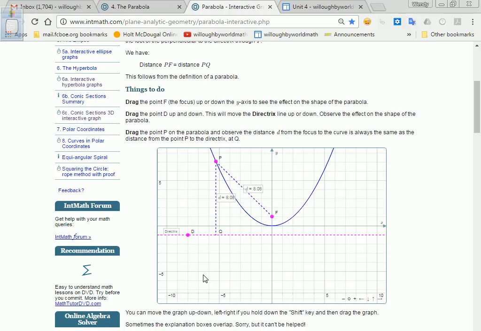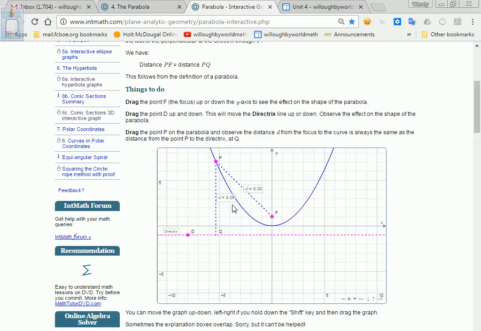Okay, so you guys have already studied parabolas, but only one form of them, a quadratic function. A quadratic function is also a parabola. The quadratic function only opens up and down. But today we're going to look at parabolas that open up, down, left, and right.